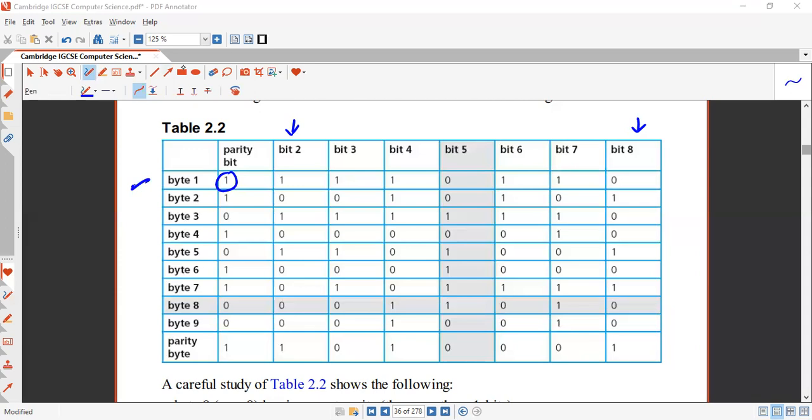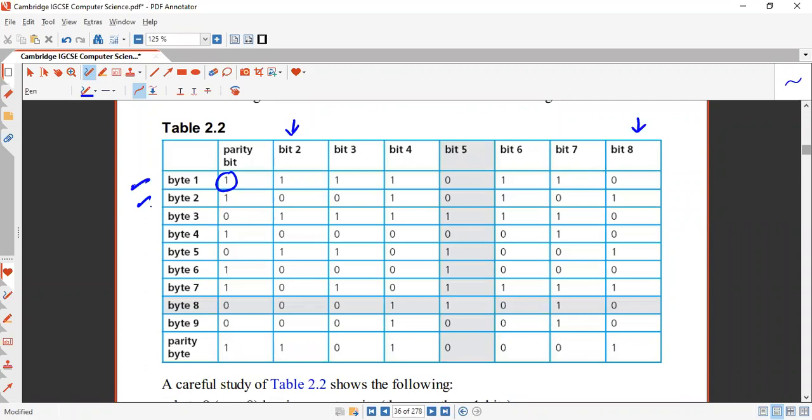Now just let me know about byte number 2, 3, 4 till byte number 7. Are they correct or are they wrong? Come on, be quick. First of all, byte number 2, is it correct or wrong? Correct. Both of you agree about that? Yes, sir. So byte number 2 is correct. Similarly, byte 3, 4 till byte number 7, they all are correct. But when it comes to byte number 8, please let me know whether it is correct or wrong.